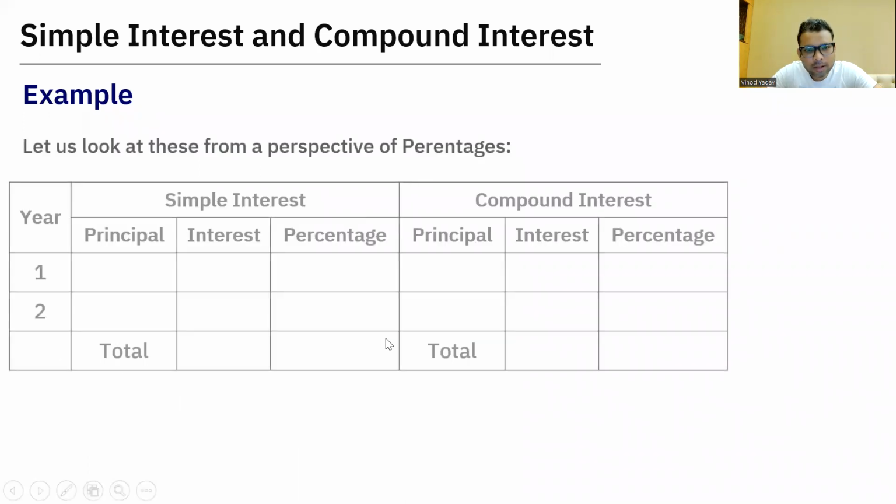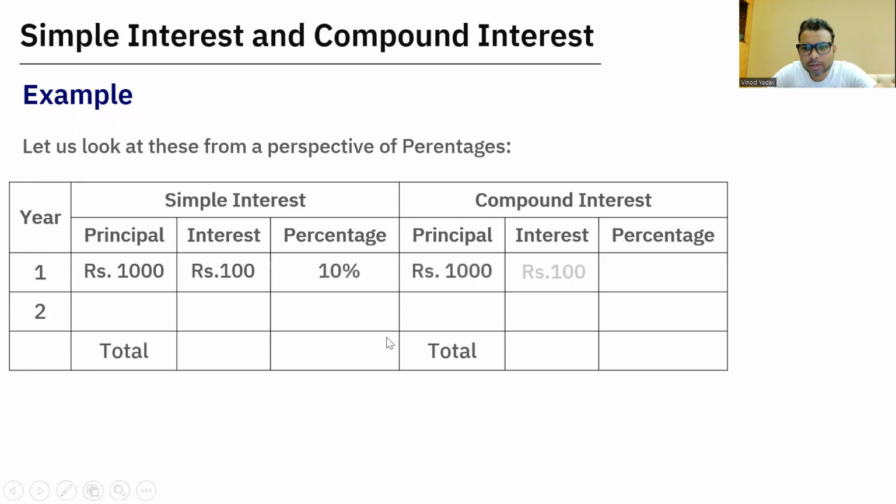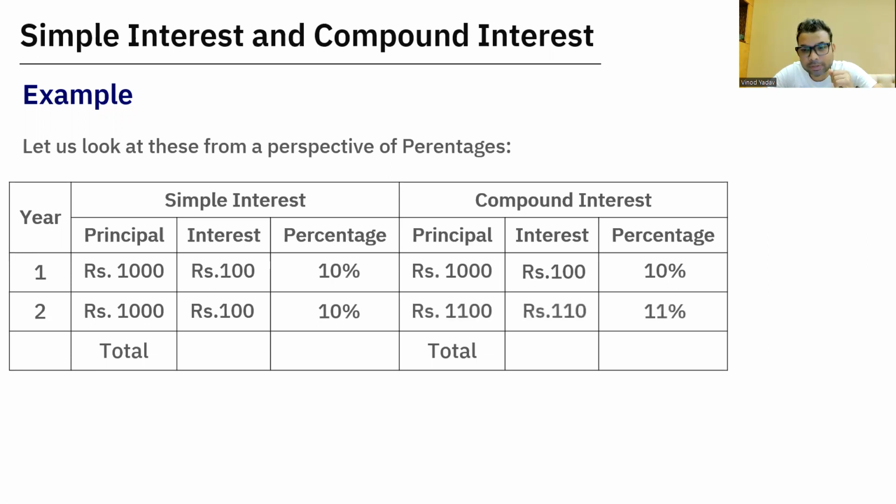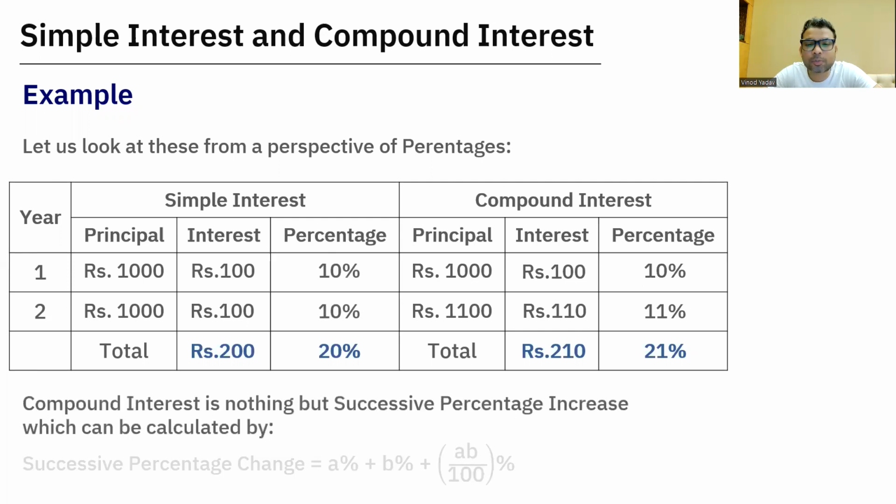Correct. And summarizing one more thing. In simple interest it was a flat 10%, and in compound interest, a flat 10% in the first year. The second year also simple interest will be 10% only, right? But compound interest was 11% because 110 was the interest, which is 11% of 1,000. So effectively, in 2 years, total simple interest was 200. In terms of percentage, it is 20%. Flat addition. Remember, it remains the same every year. But compound interest was 210, which is effectively 21%. And how did we get that? Yes, successive percentage change: 10 plus 10 plus 10 into 10 upon 100. Got it? Clear?